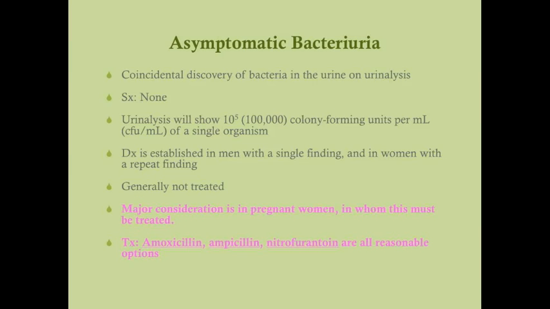The diagnosis is established in men if there's just one finding on urinalysis. For women, you have to do a repeat UA and get another finding of 10 to the 5 CFUs per mil. Generally, though, we don't treat this. So asymptomatic bacteriuria is a finding. We note it, but we generally don't treat it.